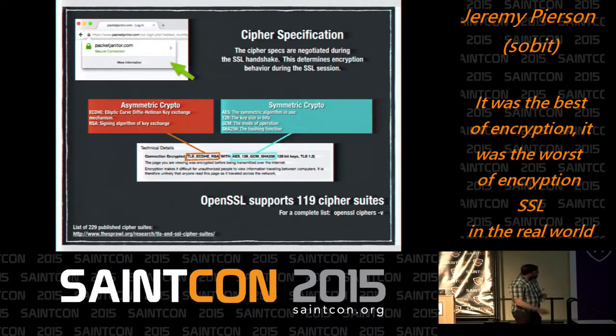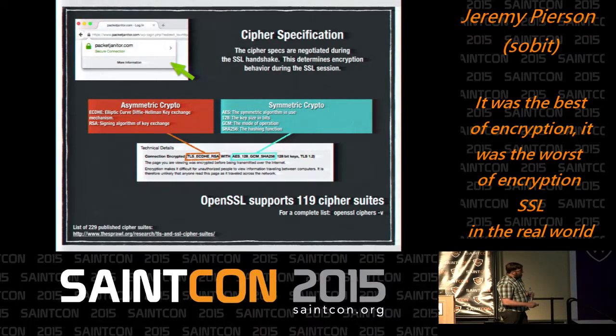But anyhow, the asymmetric portion of this is TLS ECDHE, so that's elliptic curve Diffie-Hellman ephemeral data. One thing that's a little tricky is they also specify RSA. That's not an RSA key exchange, that's RSA signing for authentication purposes.